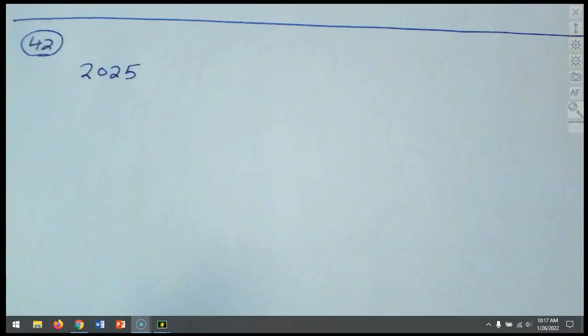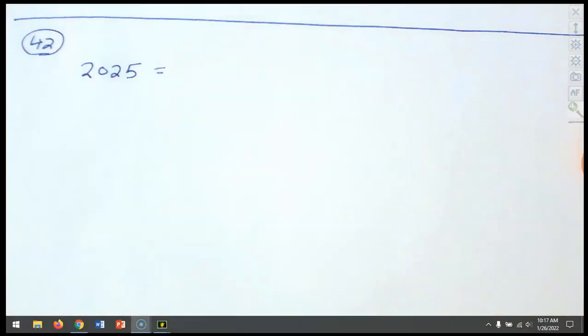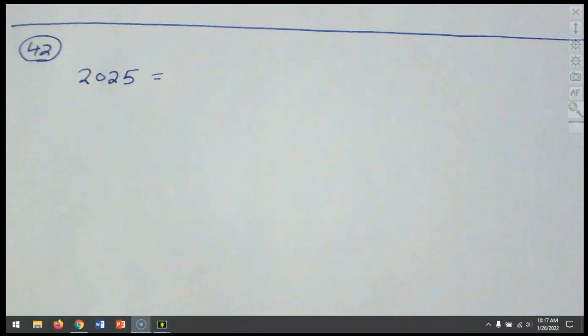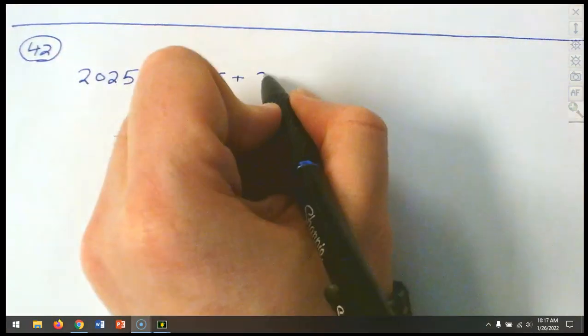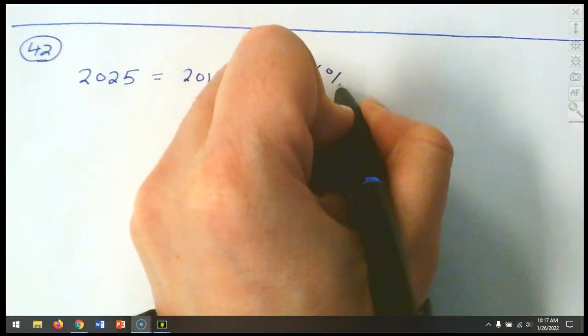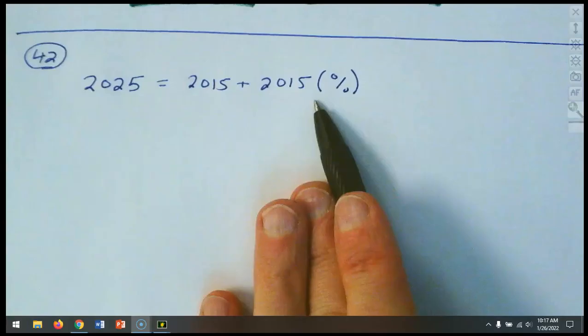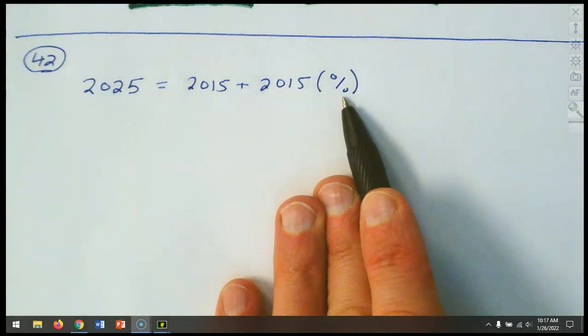Now we're starting with 2025. Okay, so that's going to be where we want to end up. So 2025 is going to equal the population that we have in 2015 plus 2015 times some percentage. Okay, that's your increase. When we have a percent, that percent has to be linked to something else.